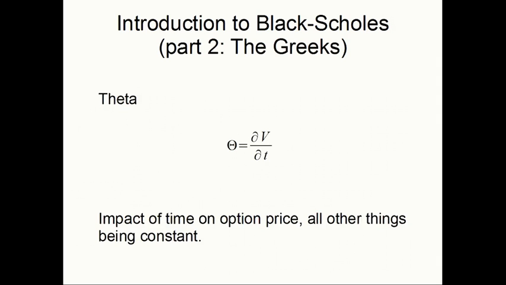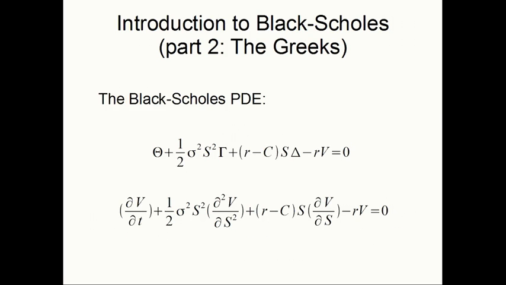Theta, or the derivative of v with respect to time, is the last Greek that is also found in the PDE. It is a measure of how the option price changes as it approaches expiry, given that all other variables and parameters are constant. And these are the correspondences of the previously mentioned Greeks with the terms of the Black-Scholes PDE.